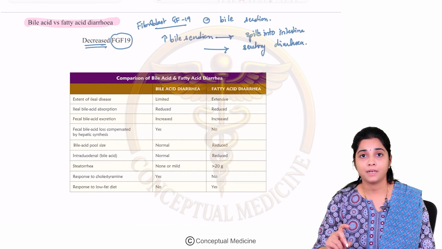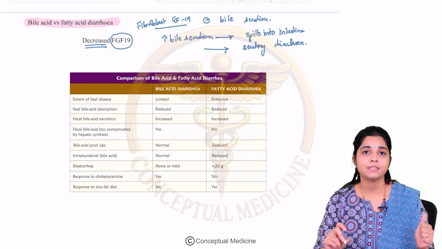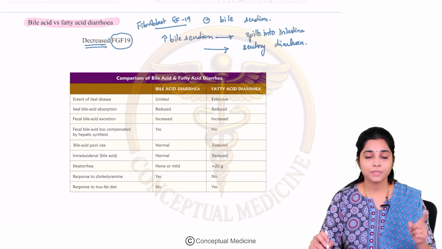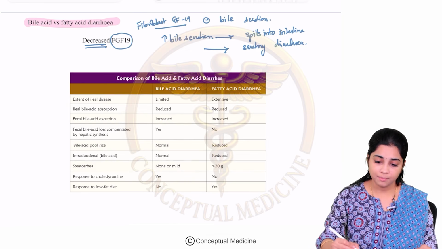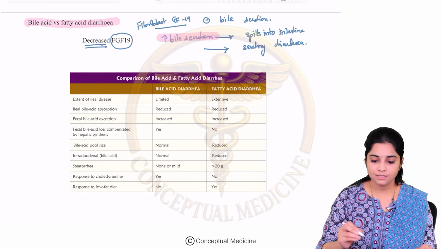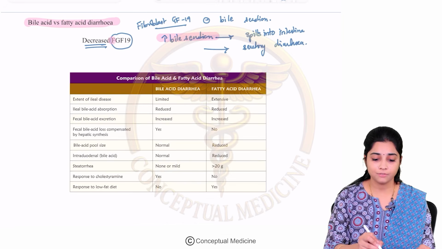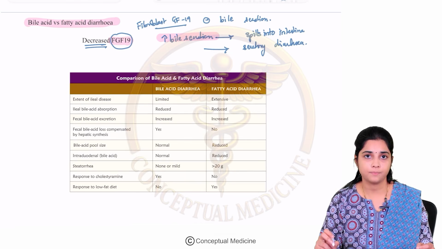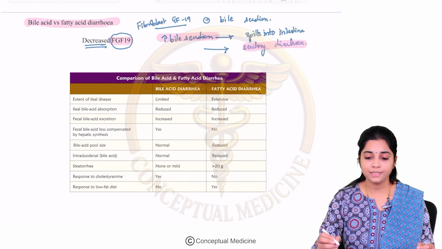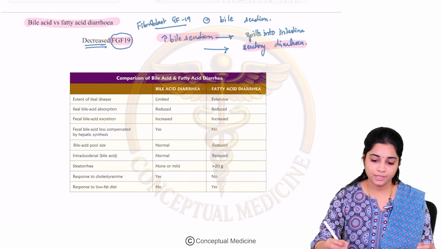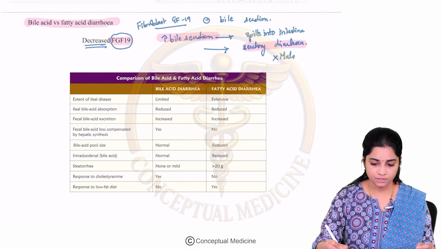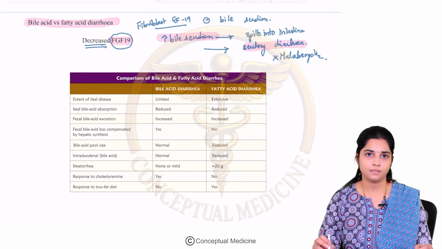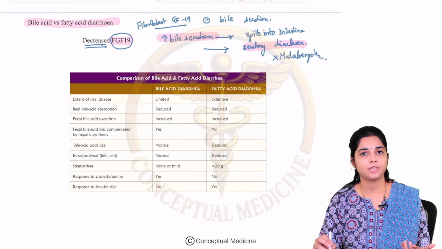malabsorption. But you should be aware that there is another type of diarrhea which is called your bile acid diarrhea. So the principal difference here is that the bile acid is in excess. There is increased secretion of bile acid because of decreased FGF19, which is a regulator of bile acid secretion. And this in fact causes a secretory diarrhea and it has to be differentiated from malabsorption. So this is not a malabsorptive diarrhea. It's actually a secretory diarrhea. Okay, that is why you should be aware of this.